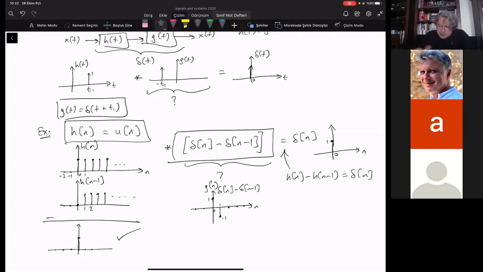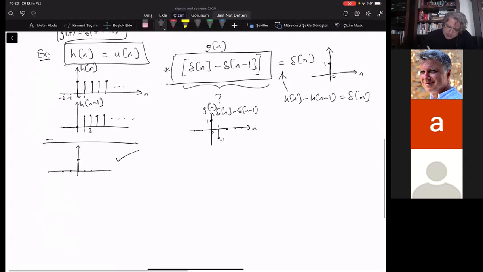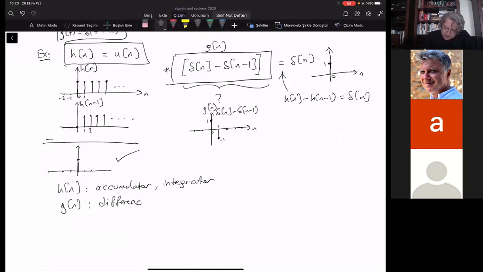And they have names. The first one, h of n, is an accumulator, because when you convolve with u of n, it means you are integrating or accumulating everything from minus infinity up to the time instant, or integrator. And g of n is the difference operator or derivative operator.